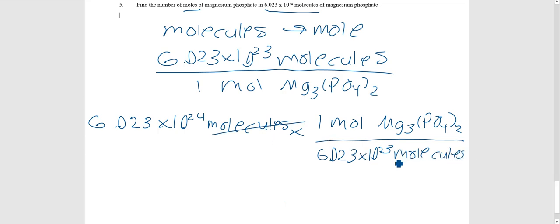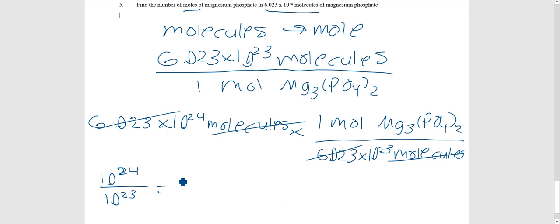Now, molecules end up canceling out. And if you notice, you're dividing the same number by the same number. You're dividing 6.023 by 6.023, so those would cancel out. Notice how I'm not canceling out the 10 to the powers of, because they're different numbers. So, in order to solve that, we're just going to divide the two together. So 10 to the 24th divided by 10 to the 23rd.